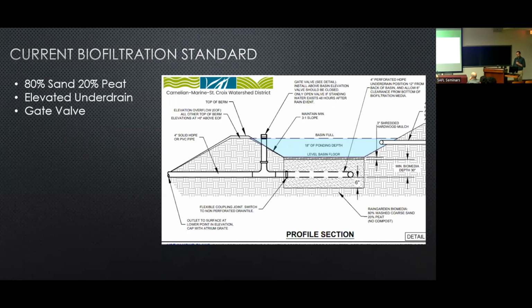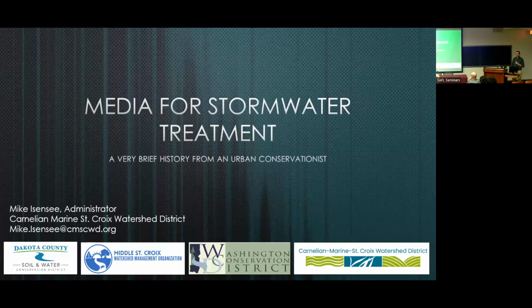And then larger scale practices like commercial, industrial, regional, we're incorporating iron enhanced sand in most of those cases where we need to move to filtration. So that's all I've got. Thank you so much.